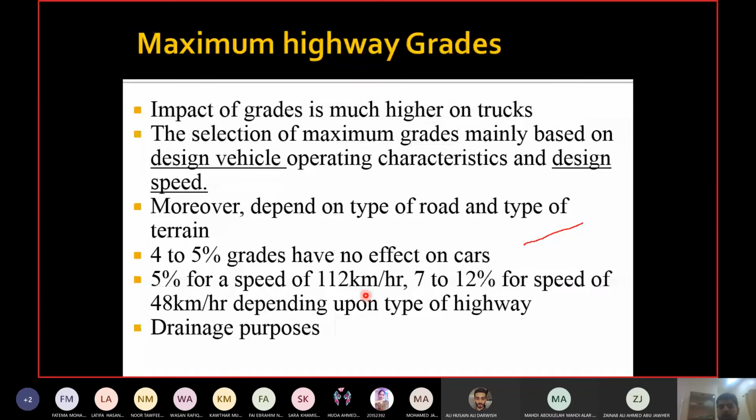Like they will be slowed down when they are going upward, and when they are going downward, they have to decelerate to control their speed or to make sure they can brake safely. So you can go up to 12%, but then you have to keep in mind that as you increase the gradient more than 5%, you have to decrease the speed. One more purpose of gradient is drainage, or the main purpose of giving a gradient is drainage. Like we don't want to slow down the traffic, right?